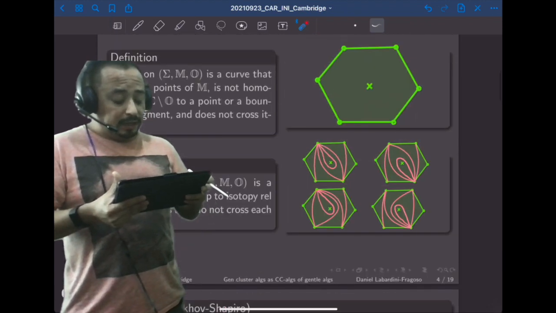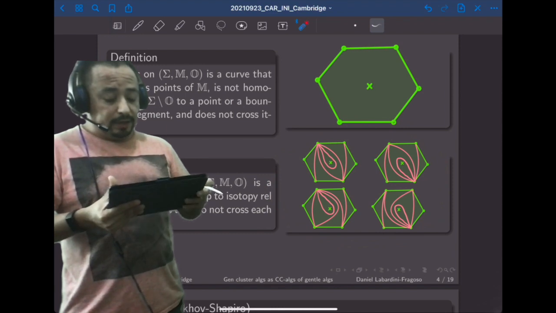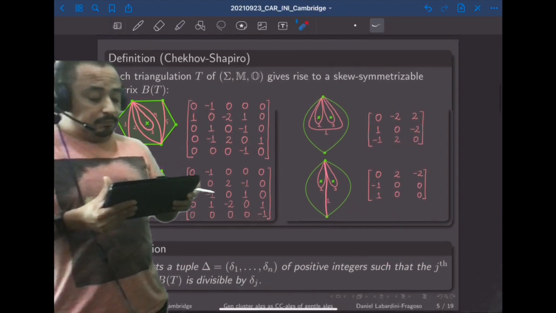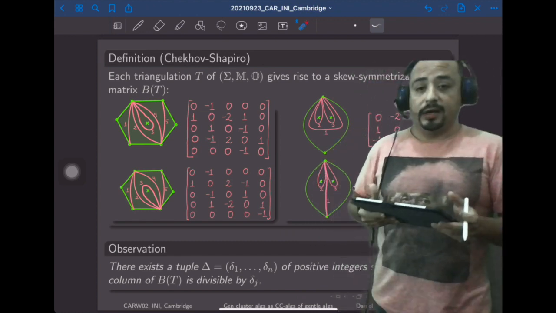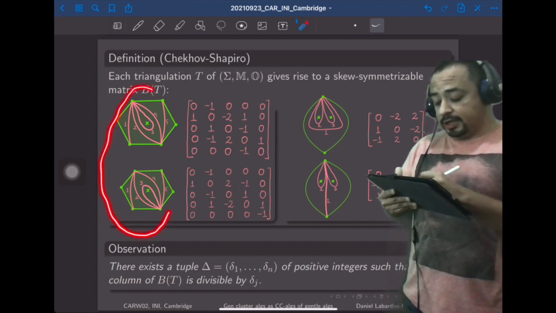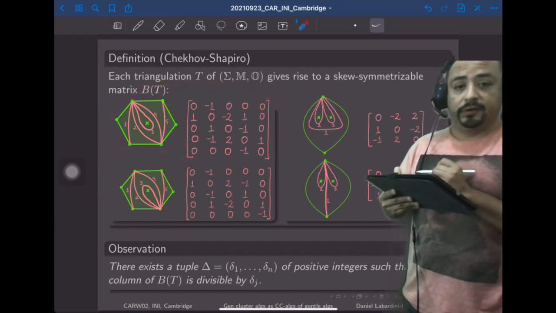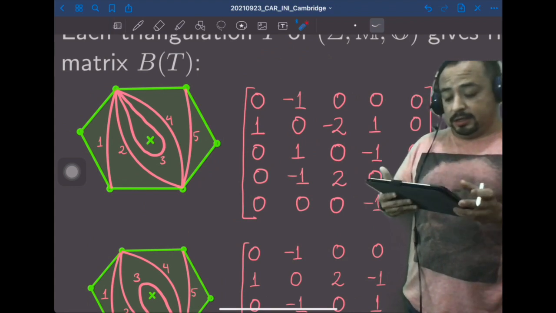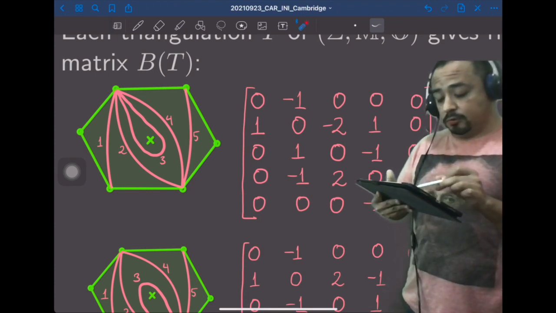As you can see, the underlying combinatorics is similar or reminiscent to the combinatorics of a cluster algebra. And so to associate such a cluster-like algebra or generalized cluster algebra, what they do is to each triangulation, they associate some skew symmetrizable matrix, right? So here I'm not going to tell you the exact rule for time reasons.